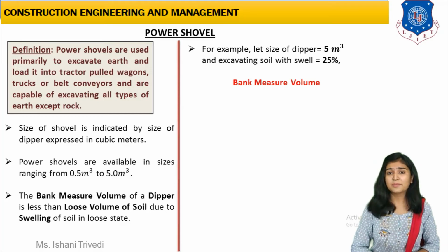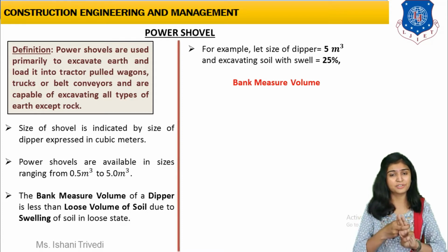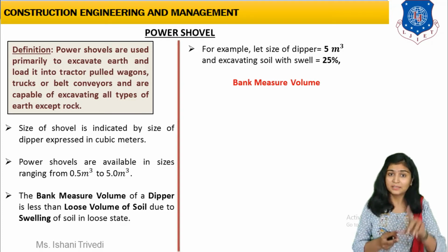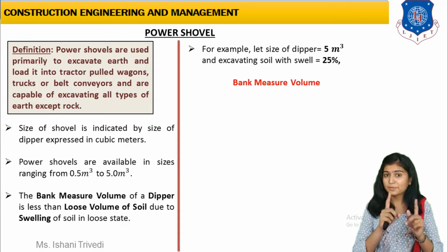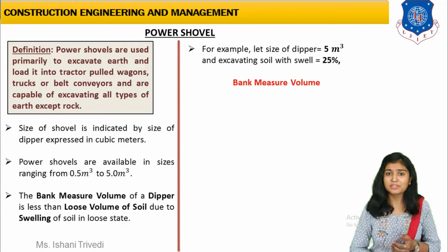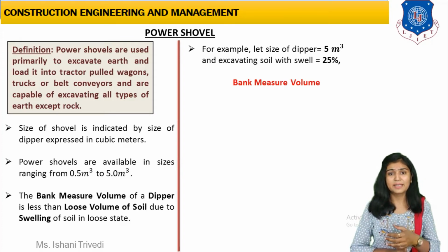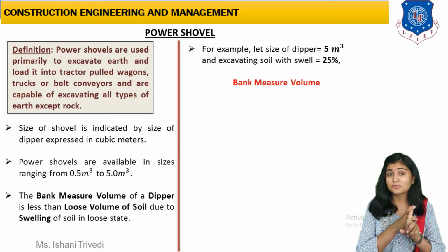Next, the bank measure volume. Now students, in the very starting I had discussed 3 definitions: loose volume, bank volume and disturbed volume. If you remember, we have discussed these 3 terms. That is repeated over here. I had said that you have to remember because I will be using it in various equipment. So here the bank measure volume, that is the loosened volume of a dipper, is less than the loose volume of the soil due to swelling in the loose state.